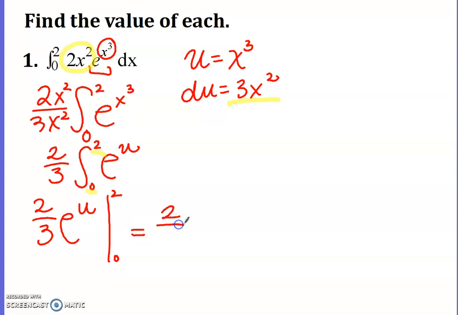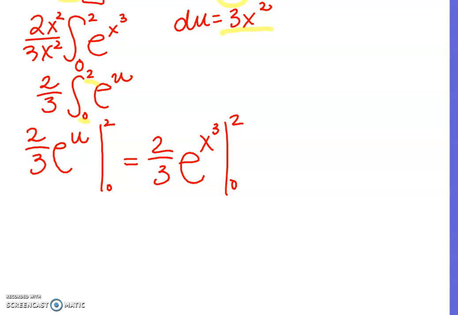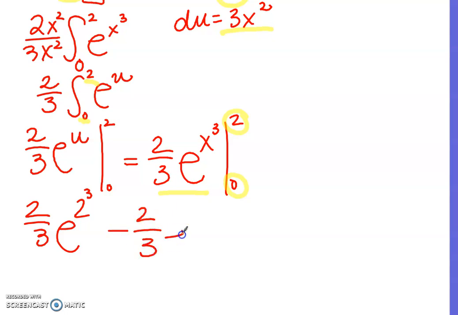I need to then plug in what we said u was, which is x cubed. Now I'm going to evaluate this expression for 2, and then evaluate it for 0 and subtract those two. So I'm going to plug in 2. I'm going to plug in 0.